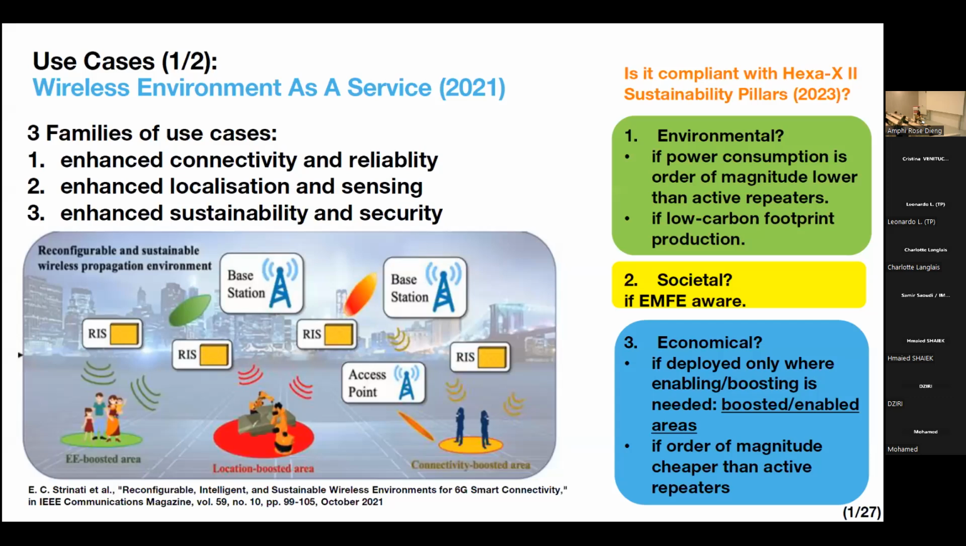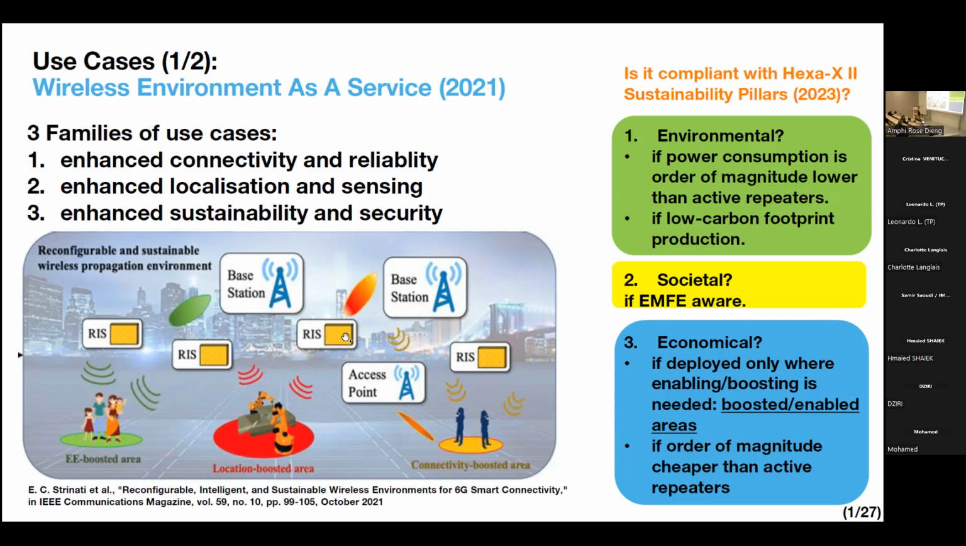So, use cases. When we started to work on this in 2021, we identified three families of use cases you can see here: enhanced connectivity and reliability, enhanced localization and sensing, and enhanced sustainability and security. So the idea is that a base station has to serve a customer. And what if we could help the propagation, boost the link budget thanks to this RIS by adding coherently some reflected signals, and improve the propagation.